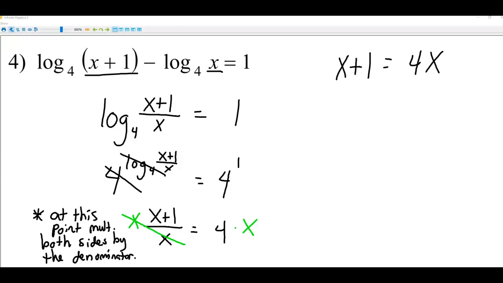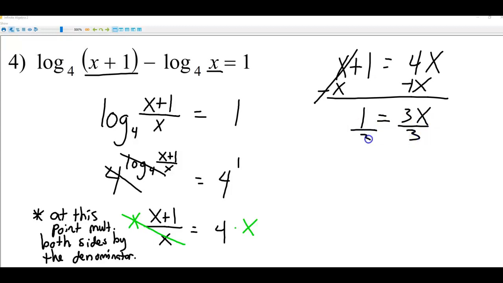So in this problem, we have x's on both sides. What you need to do in that case is subtract or add or whatever to get rid of the x's on one side. I usually like to get rid of the smaller one. So I'm going to get rid of this x here on the left. I'm going to subtract it, and whatever you do to one side, you do to the other. Think of that as a 1. 4 take away 1 is 3. And then after that, we just divide.